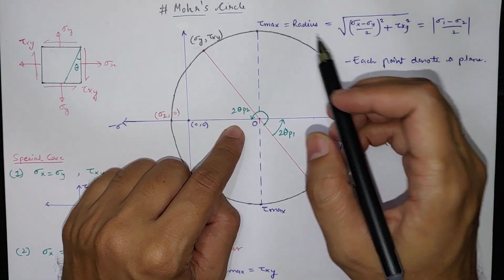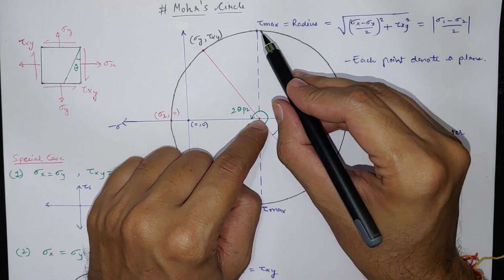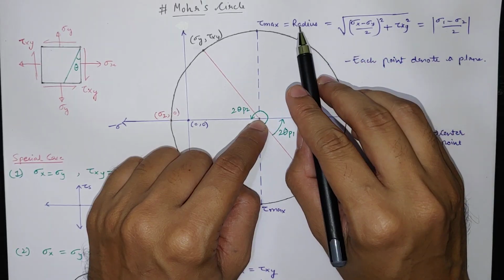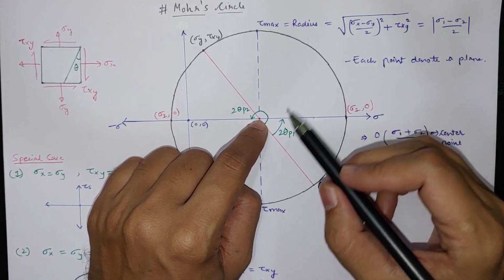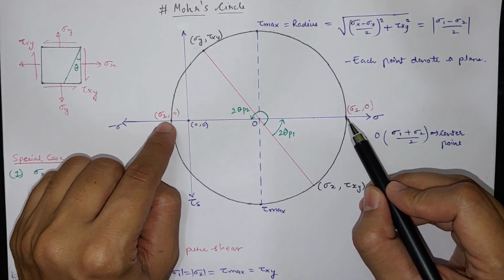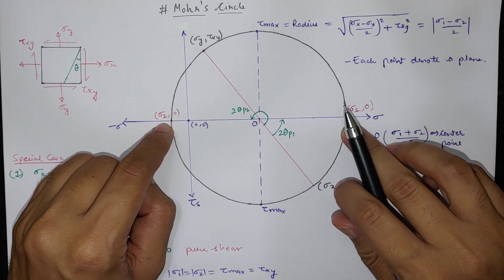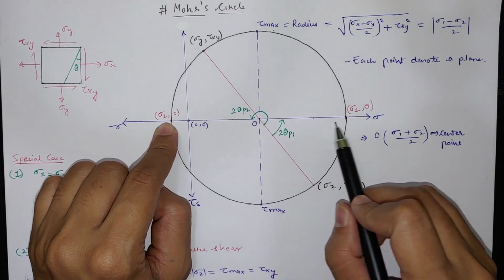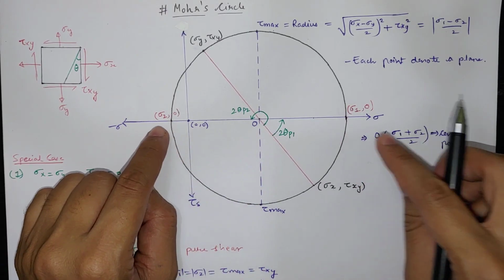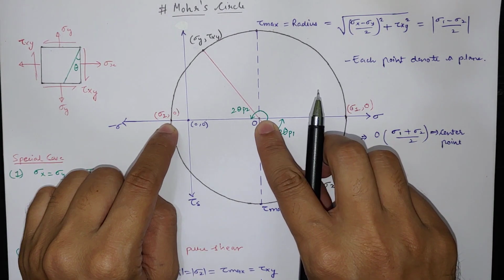Now this vertical line, if we draw from this point, then we'll get tau max, which is the maximum shear stress, and that will be the radius of the circle, radius of the Mohr circle. We know the equation of tau max. This is the equation, and we can also find it from the principal stresses. If we take sigma 1 and sigma 2 average, then we'll get the radius only. So that will be similar to tau max. To find the center point, we have to add sigma 1 and sigma 2, and then divide by 2, we'll get the center point.